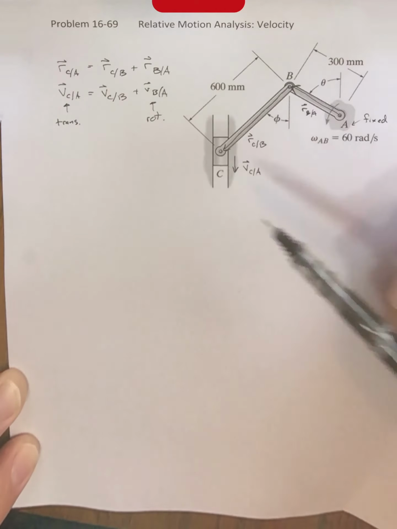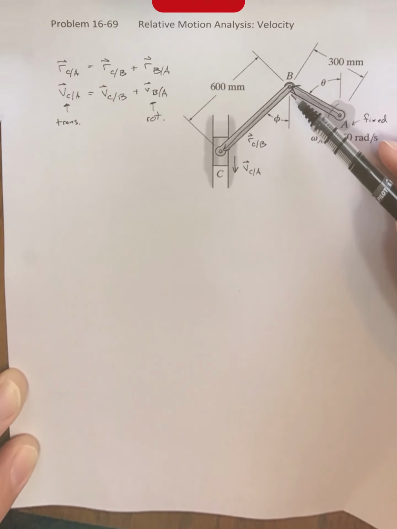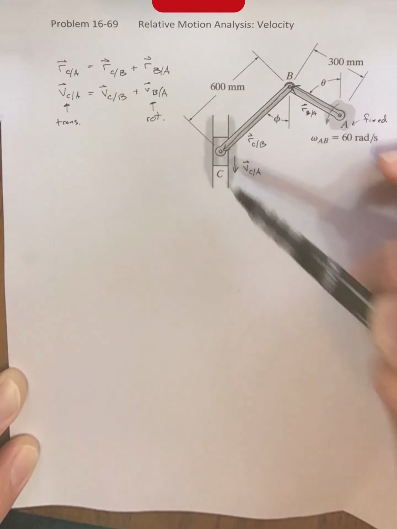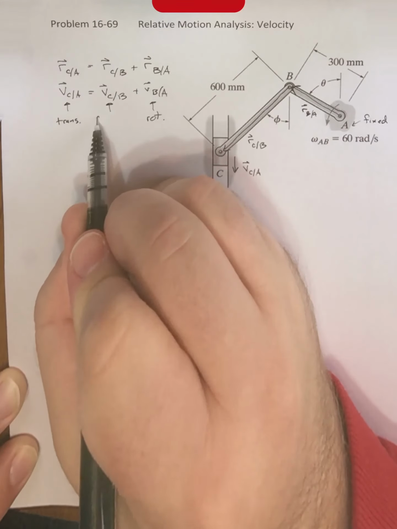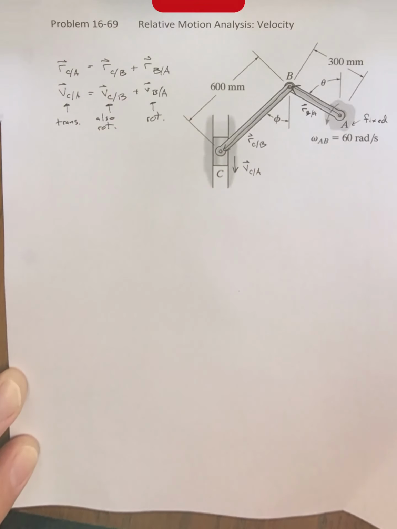However, we're only looking at the motion of C relative to B. If we were riding along on point B, we would just see point C undergoing a rotation because it's got some fixed length away. So in fact, both of these terms are going to represent rotations about some point.